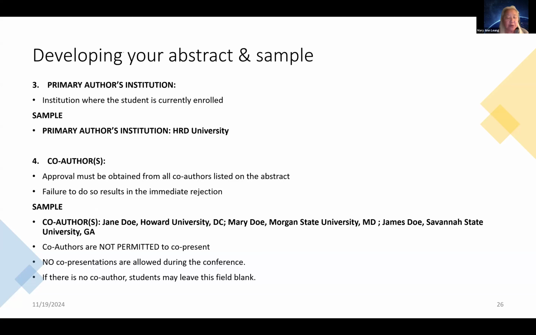So there's an example. Co-authors Jane Doe at Howard University in DC, Mary Doe, Morgan State University, and Marilyn and James Doe at Savannah State University in Georgia. So that would be an example of a co-author list. The co-authors, of course, are not presenters, but you're just acknowledging that they were part of the work that you completed. And you do not have to have any co-authors.